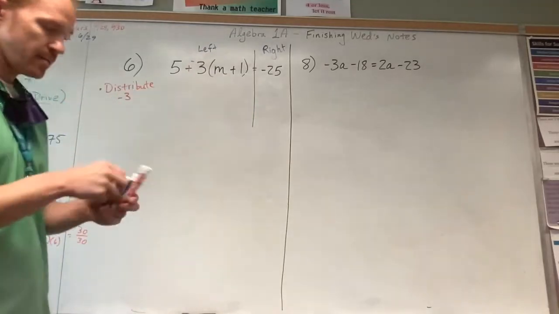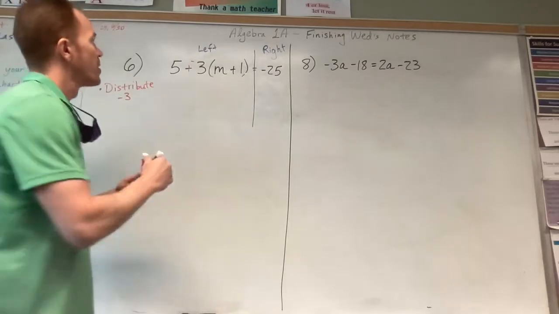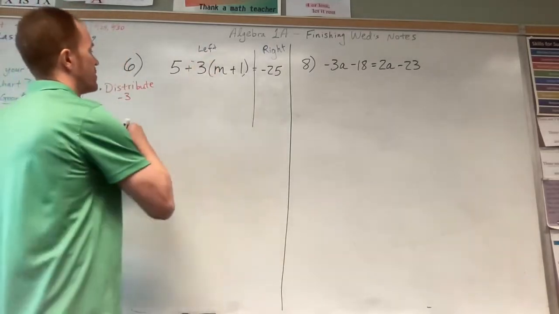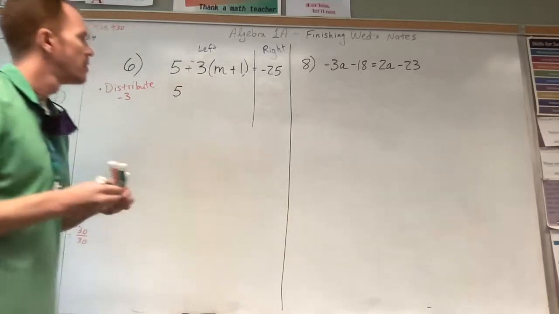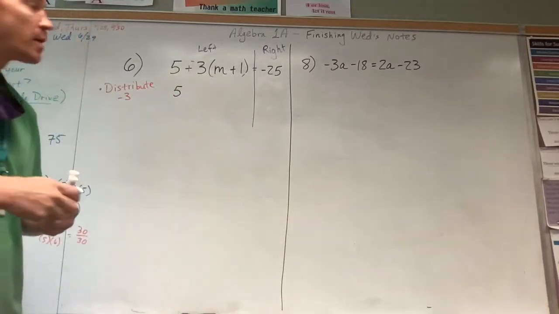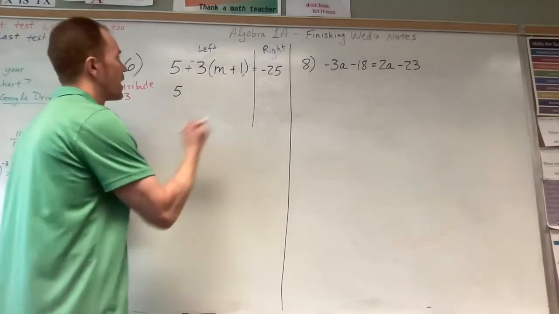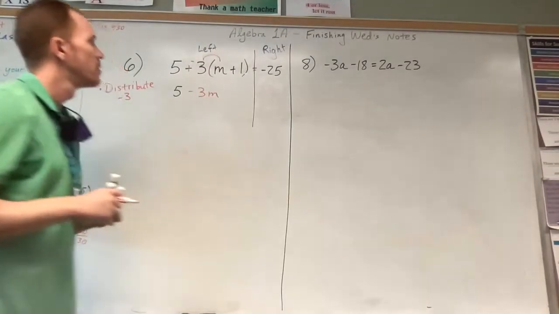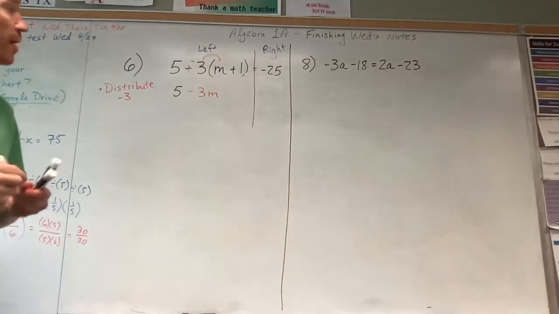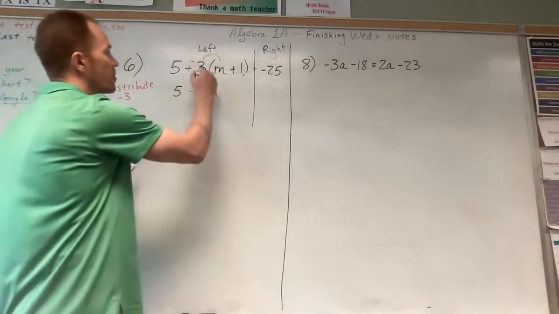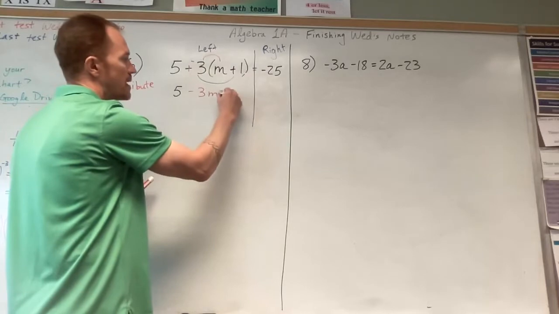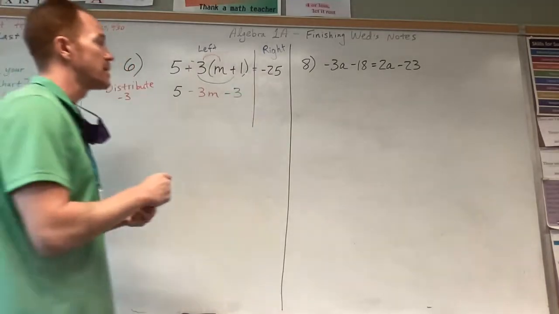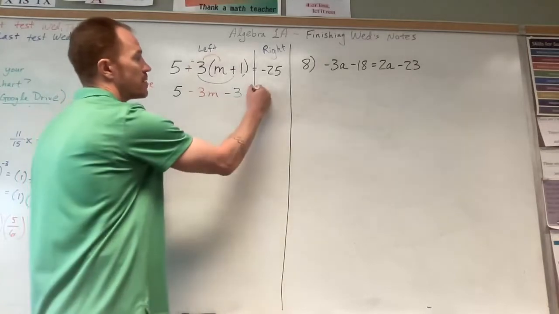And when I do that, let's see here. Let's start with the 5. But when I distribute the negative 3, I've got negative 3 times m. I'll just write as negative 3m. There's the wink. And then the smile, the negative 3 times a positive 1 is a negative 3. And this is still equal to negative 25 on the right.